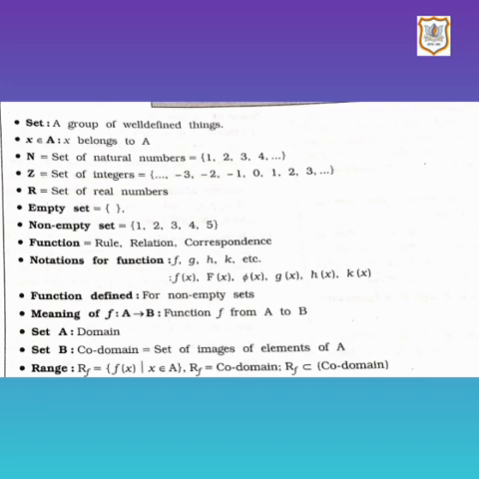Then a function is defined for non-empty sets. The meaning of f from A to B is that function f is from A to B. Then set A is always the domain. Then the next is set B, that is always the codomain. That means the set of images of elements of A. Then range R(f) is equal to {f(x) such that x belongs to A}. R(f) is always the codomain or a subset of the codomain.